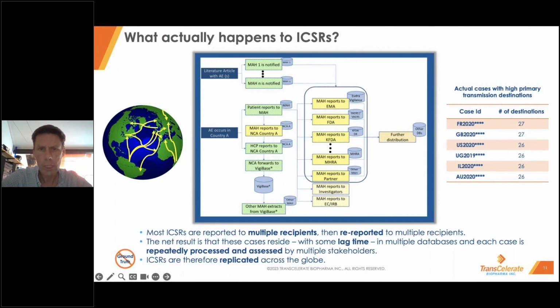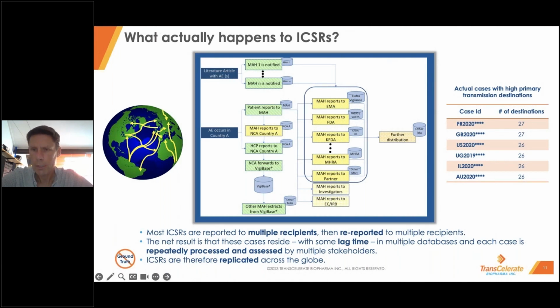So that is what we call primary transmission. When this report arrives at the marketing authorization holder, it will be sent to multiple recipients. Literature cases, there's a symbol on the upper left, take yet another path, but also usually end up in multiple databases. Before we started the formal project, a quick assessment in one of the participating TransCelerate companies asked the question, if you look at some of your reports, how many recipients, how many destinations does a particular ICSR go to? That is shown in the table on the right.